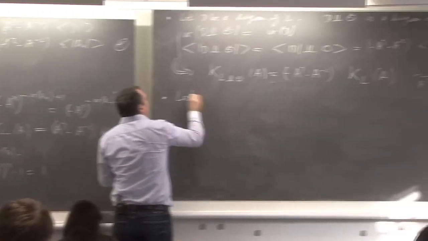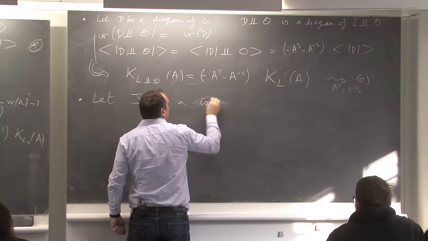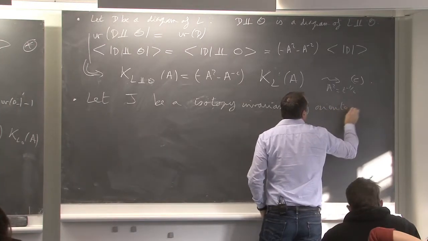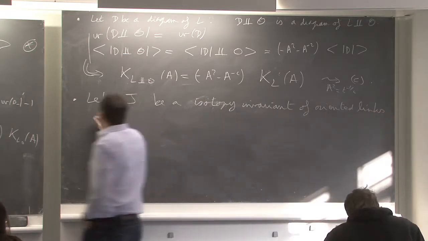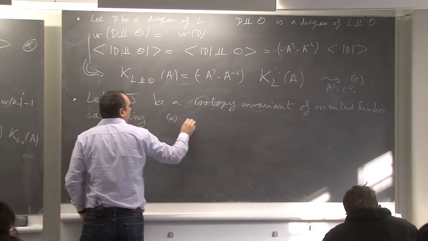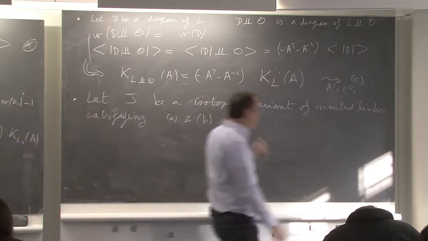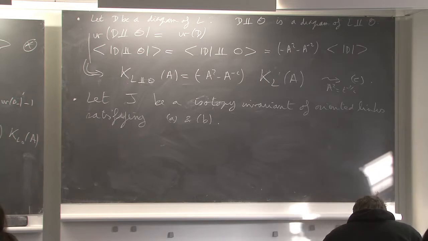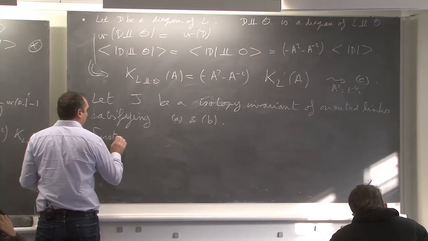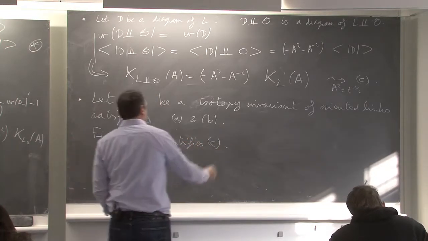So let's call it J, be an isotopy invariant of oriented links satisfying A and B. So A is the skein relation, and B is the value at the unknot, which is 1. Okay, so first, J satisfies C. So let us prove this.